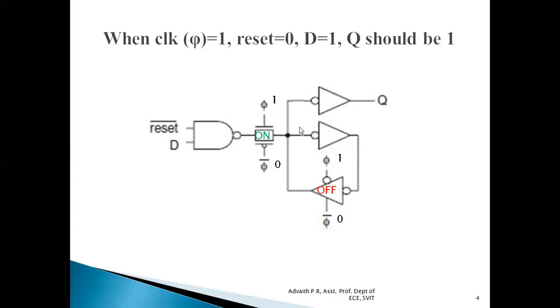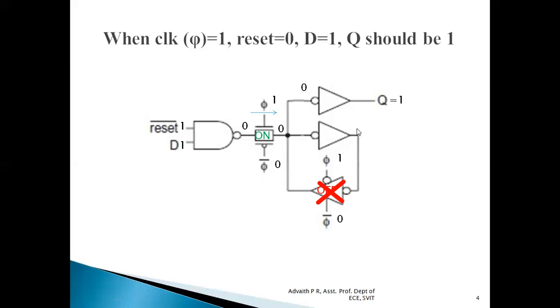Now let us consider these conditions. When reset is 0, reset bar should be equal to 1, and D is equal to 1. The input which we are given is 1. So 1 NAND with 1 is 0. Because this transmission gate is turned on, it acts as a closed switch and the 0 will be transferred to this particular point. And 0 inversion is 1. So the output which we get is logic level high. So it satisfies the truth table which we have seen previously.